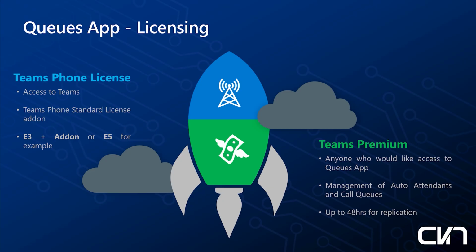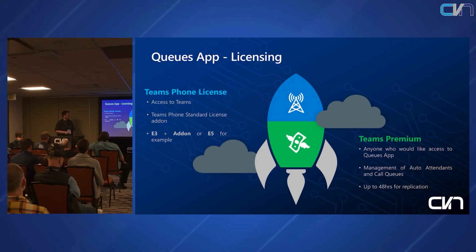The way you're going to get access to that Teams Phone standard license is if you're an E5 customer, it comes bundled inside of that SKU, or you're going to need to purchase an add-on license as well. And you're going to need access to the Teams Premium license. So this is anybody that's going to go into the Teams app and see the QSAP. Anybody that you want to have management of those auto attendants and call queues, they're going to need that license assigned to them as well.